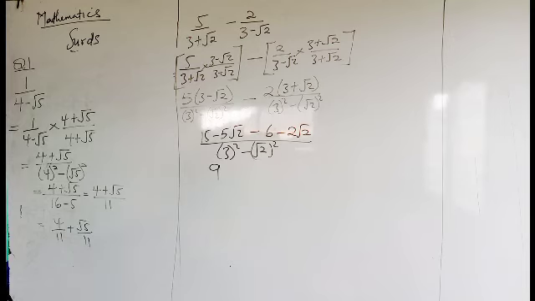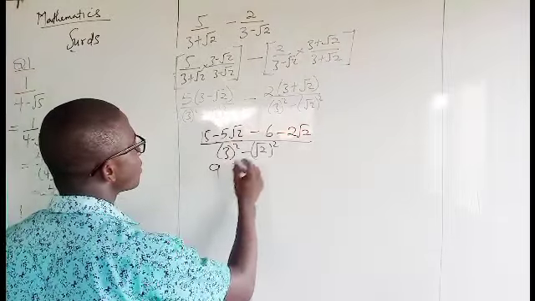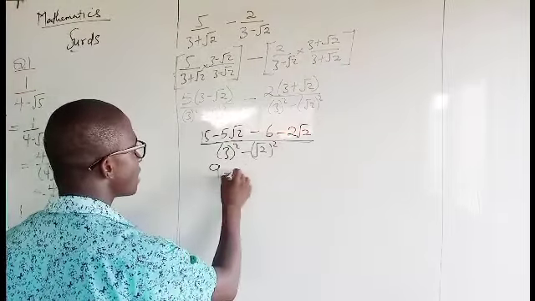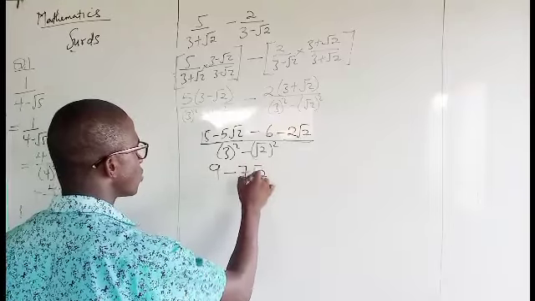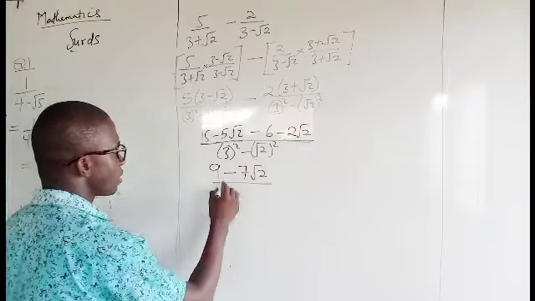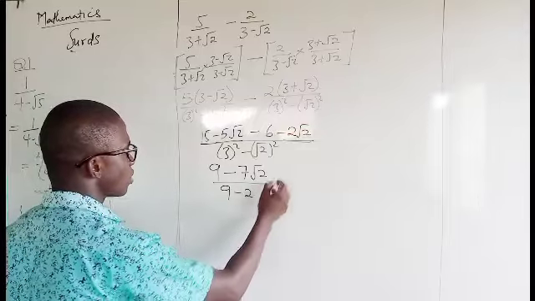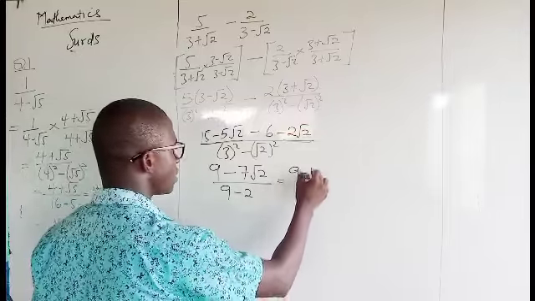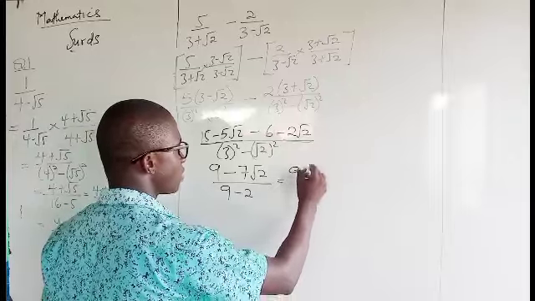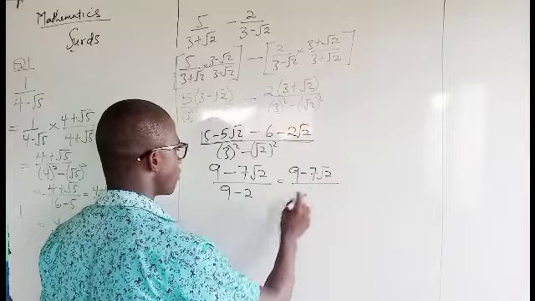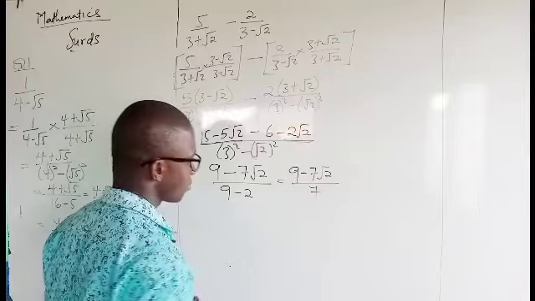So that will be negative 5 root 2 minus 2 root 2. Are we there? I hope it's clear. Negative 5 minus 2, so that will be minus 7 root 2 all over 3 squared 9 minus 2. Our answer will be 9 minus 7 root 2 all over 7.